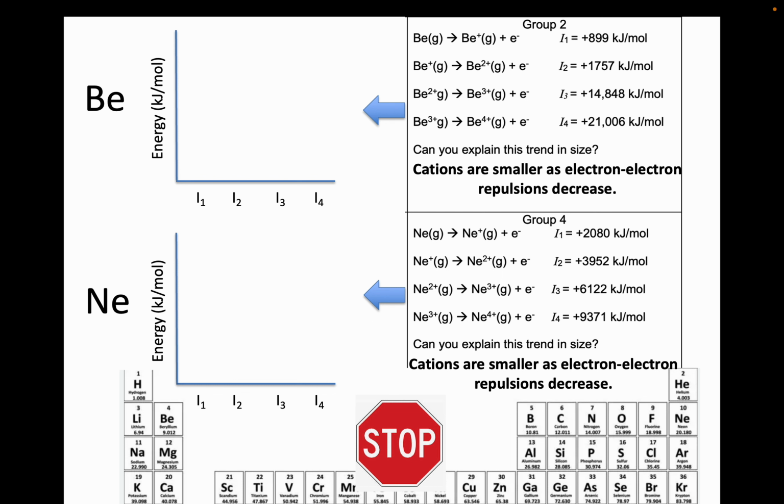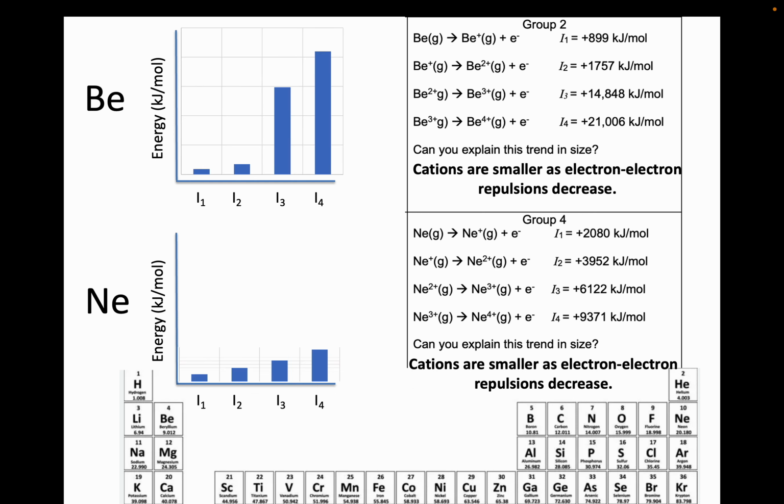Take a moment. We have 2 examples here involving successive ionization energies, removing the first, second, third, and fourth electrons. Make a plot of those. What do those look like? And it's going to help if you put them on the same scale.